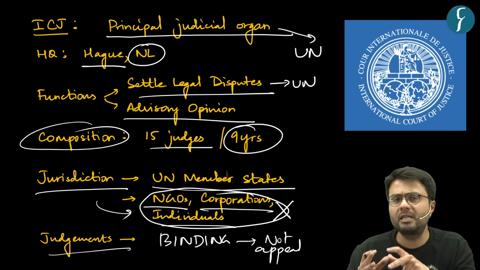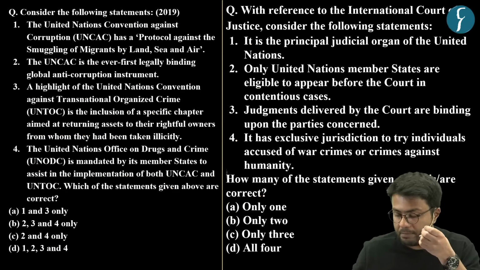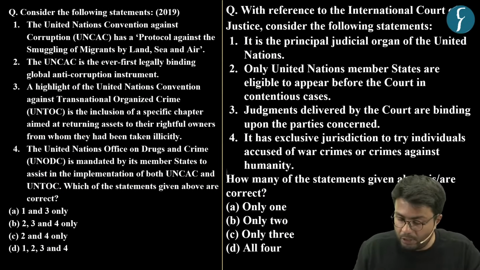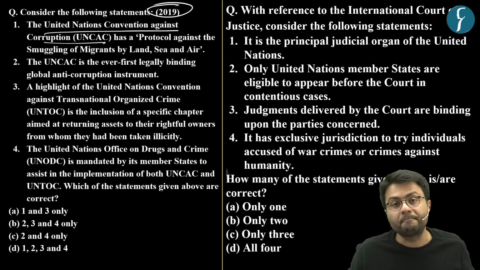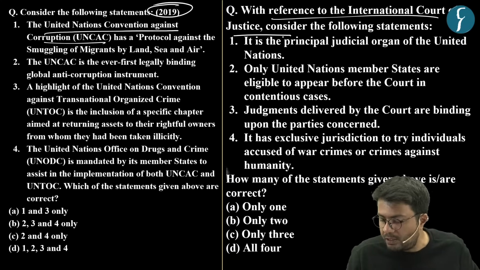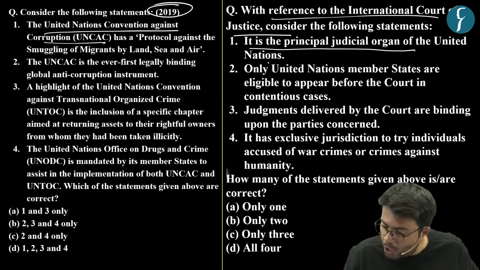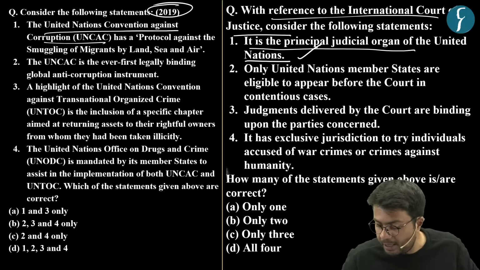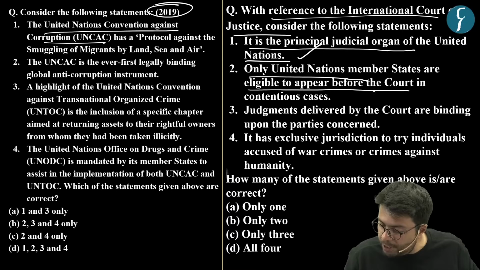Hence, after we have discussed briefly about this International Court of Justice, let us solve the practice MCQ. Now, this practice MCQ has been framed because a similar question on related UN bodies was asked in the prelims of the year 2019. Hence, let us look at the model question. With reference to International Court of Justice, consider the following statements. The first statement: it is the principal judicial organ of the United Nations, which I've already highlighted in the discussion, is a correct statement. Now, the second statement: only United Nations member states are eligible to appear before the court in the contentious cases.